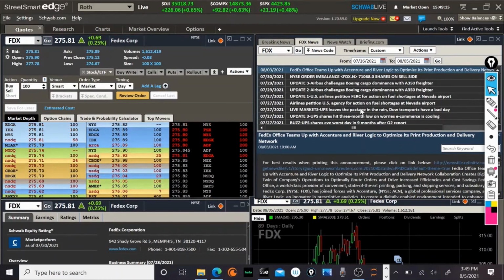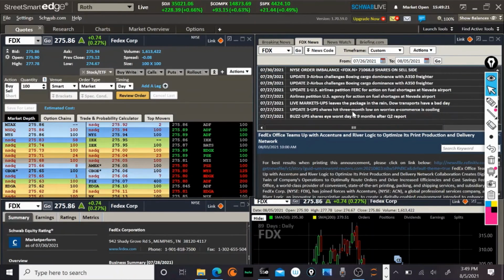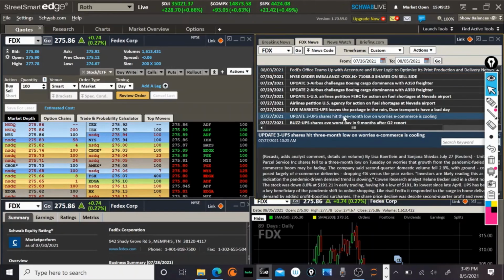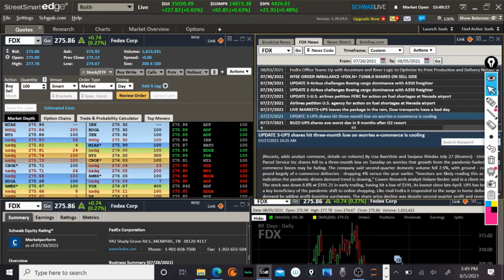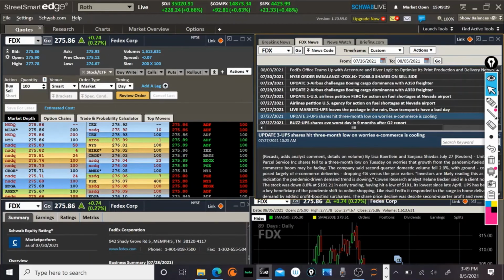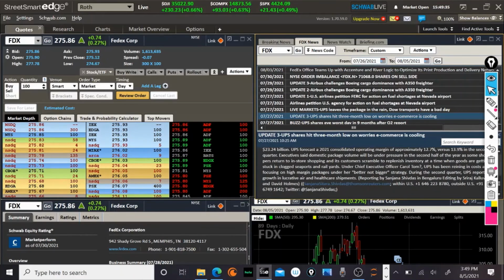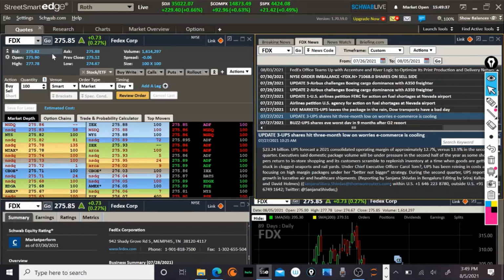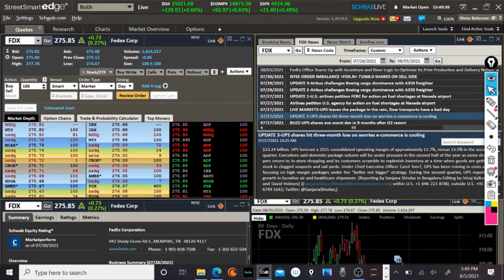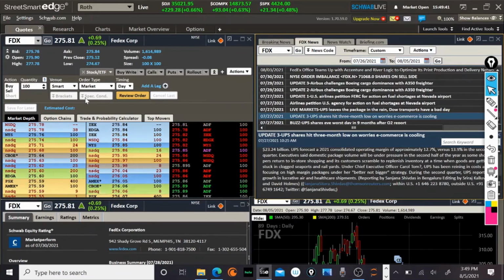And so I see a couple interesting ones. I see the UPS shares hit 3-month low on worries of e-commerce is cooling. Shares worst day in 9 months. So I'm going to read that, and I see that there might be some data out there talking about how e-commerce is probably going to relax a little bit, and that's not fundamentally good for these delivery companies, because the more people buy online, the more deliveries they have, the more profit they make. But I think long term that it will be okay.